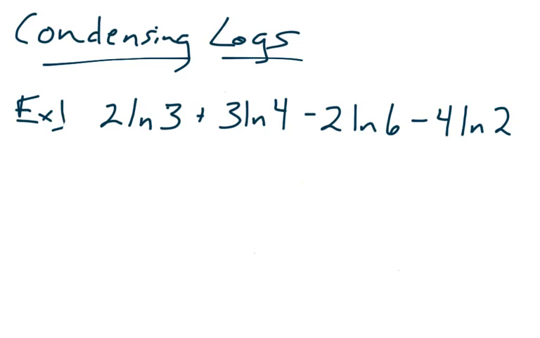This looks like a neat problem. Do you want to see if you can condense this on your own? We've got 2 to the ln of 3 plus 3 to the ln of 4 minus 2 to the ln of 6 minus 4 to the ln of 2. I'm telling you, if you can condense this all to be 1 ln of maybe 1 fraction, you'll be going down the right path.